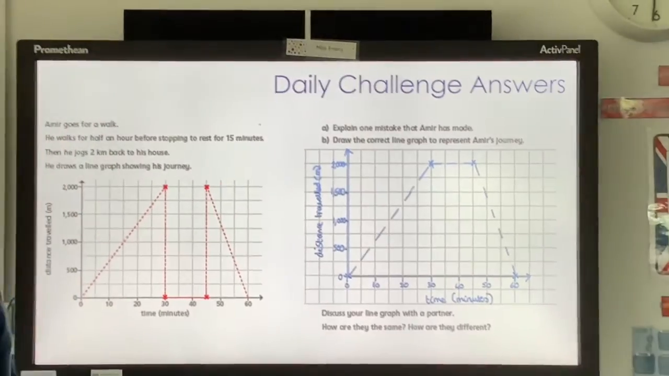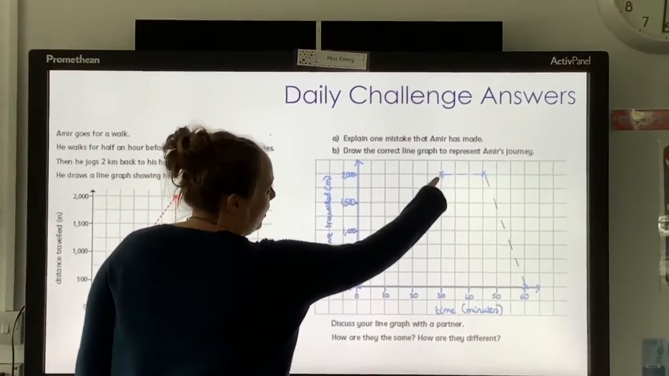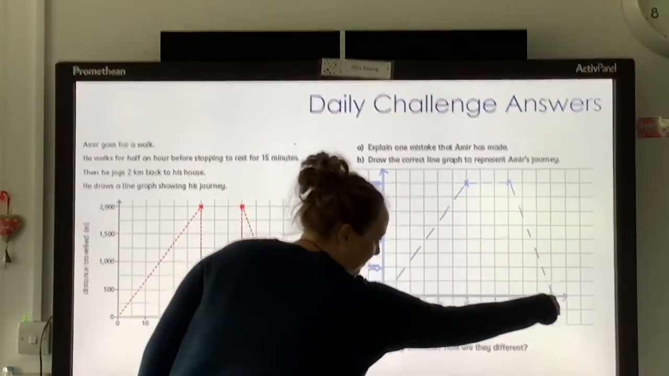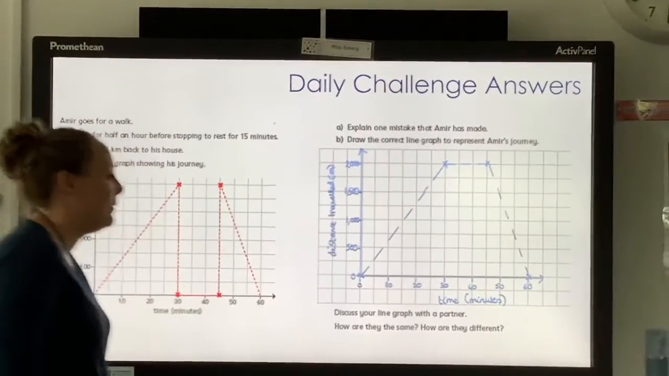This is the correct graph because he has done his running, stopped, hopefully socially distancing on a park bench for a bit, and then run home. Within his hour of allocated time. Well done, Amir. You've done well. Next graph.